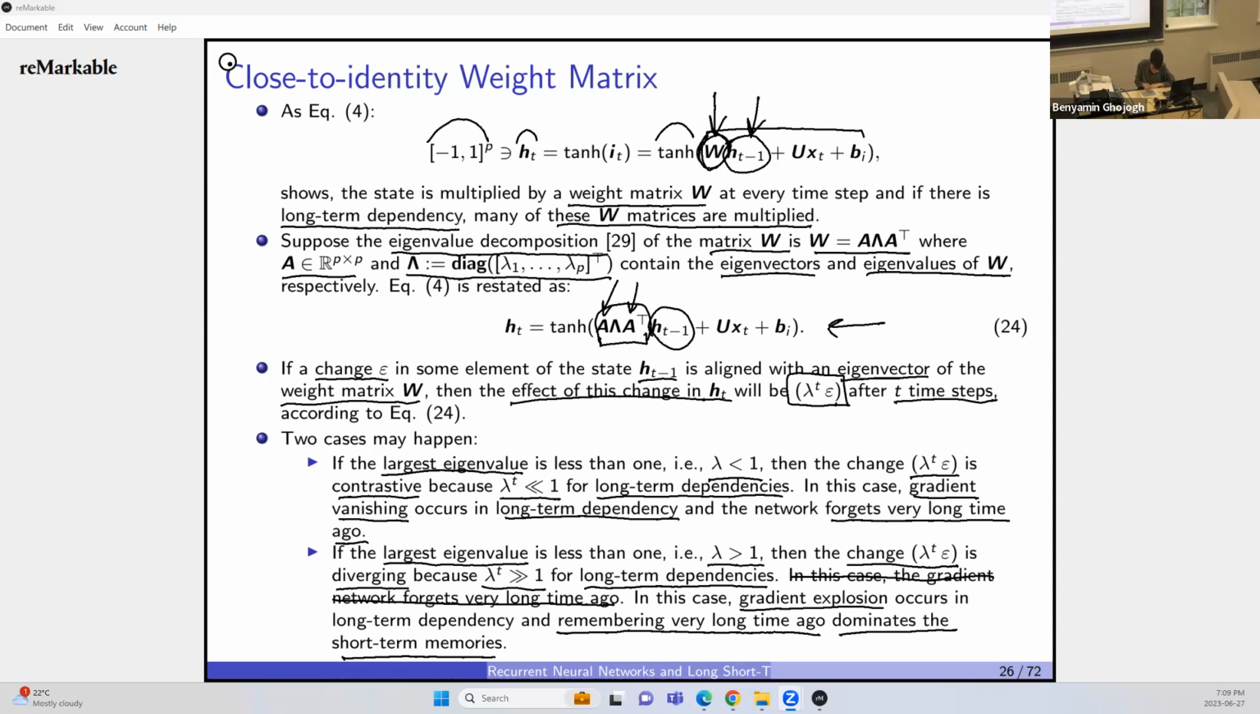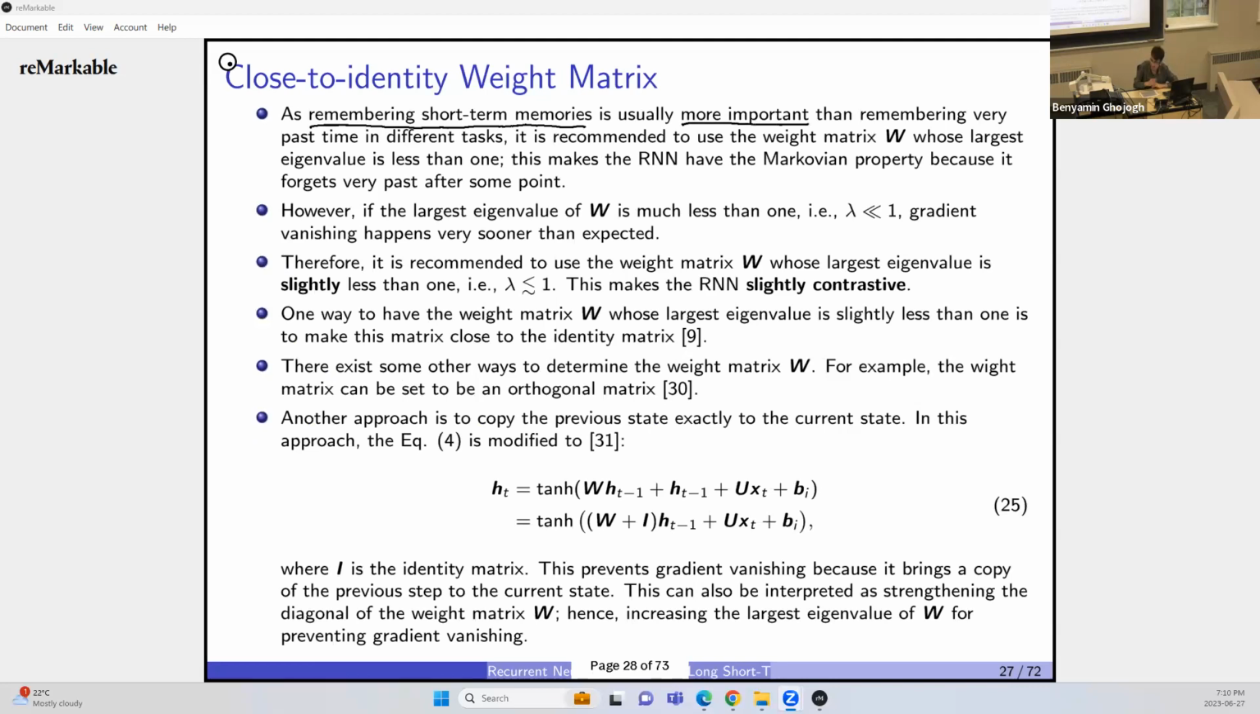That's one thing. By the way, why am I saying largest eigenvalue? Because this is the worst case scenario, right? When the largest eigenvalue is less than 1, all of the eigenvalues are less than 1. When the largest eigenvalue is greater than 1, the largest eigenvalue is a dominating eigenvalue. That's the reason. Okay, now, remembering short-term memories is usually more important. Of course, it is more important to learn to remember short-term memory than long-term memory.